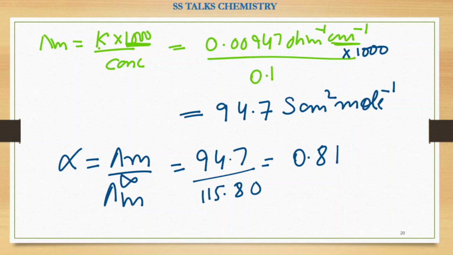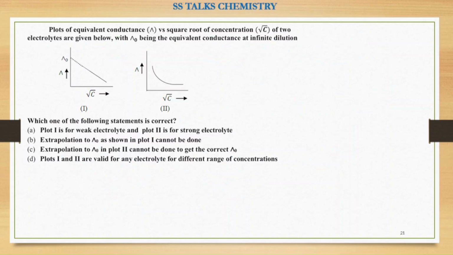Okay, now the next question we have is this one. It says the plots of conductance versus the square root of the concentration of two electrolytes are given below, with lambda naught, that is the equivalent conductance at infinite dilution. Which of the following statements is the correct one? So we have to depict which plot is for which electrolyte solution. We know for the weak electrolyte solutions we cannot extrapolate the graphs, but for the strong electrolytes, extrapolation can be done when you have this type of plot, that is conductance versus the root of the concentration.